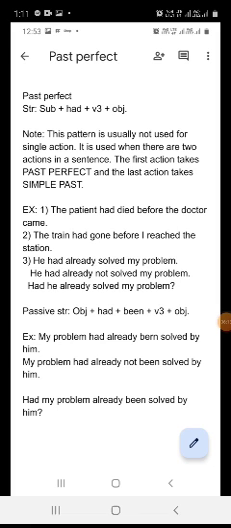So in these two sentences you can see there are two actions, that is why past perfect has been used.